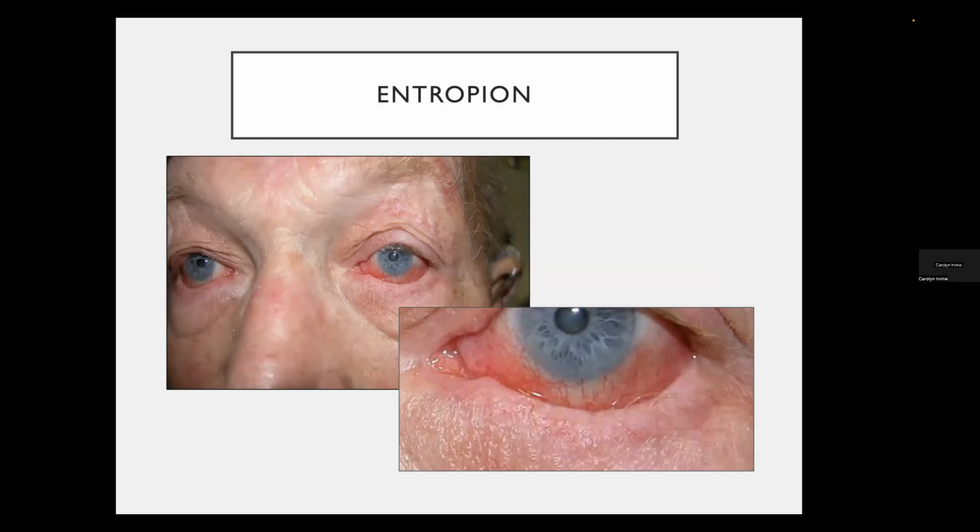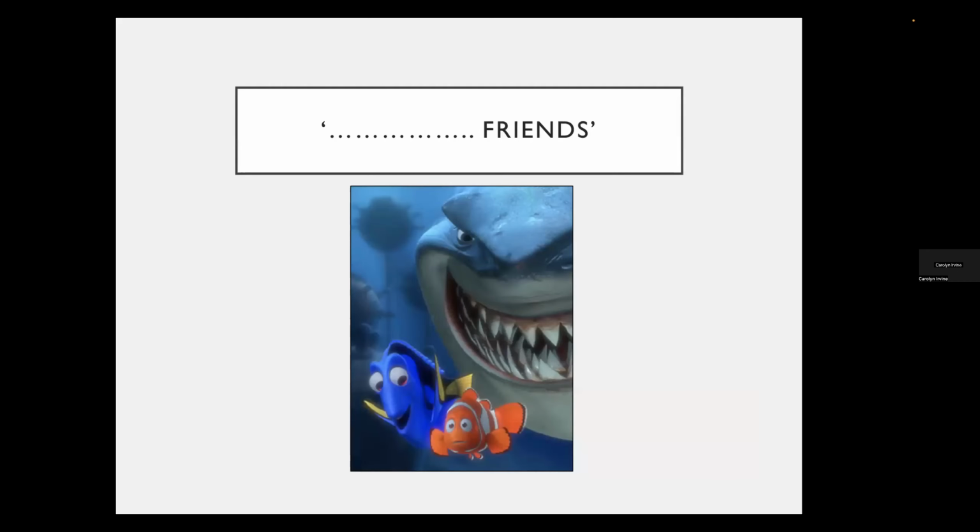Just bearing in mind other causes of red eyes, if the eyelashes are turning inwards, these are quite sharp, they can rub. So physical, mechanical rubbing can cause problems with the red eye.